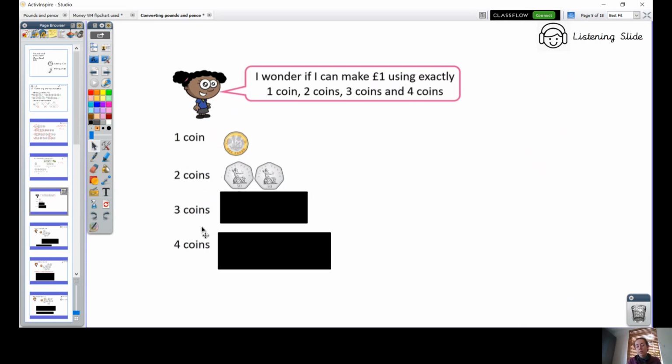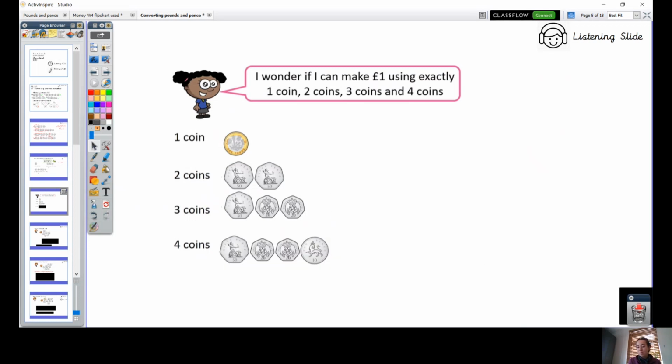What about 3 coins? Well, let me have a try. We've got a 50, 60, 70, 80, 90. I would need another coin here to make 100 pence. And that would mean I would have 4 coins and not 3 coins. I would need another 10p, wouldn't I? So I know I can do it with 4 coins, but no, there isn't such thing as a 30p coin here. So I wouldn't be able to do it with 3 coins. Well done if you got the same as me.